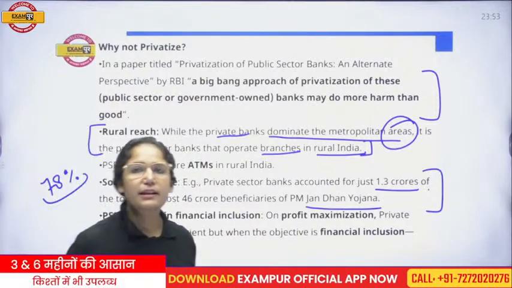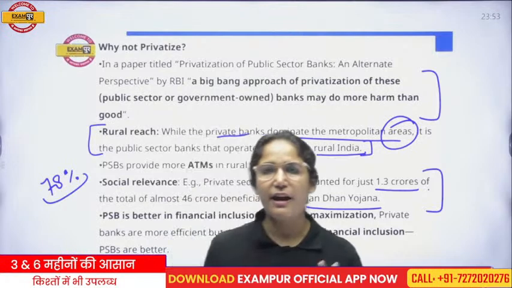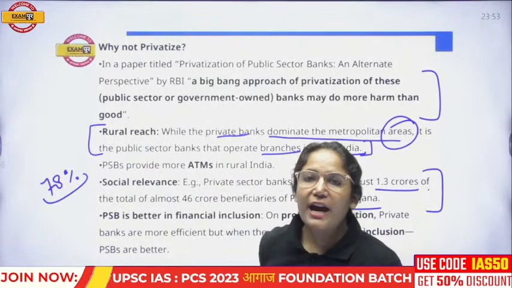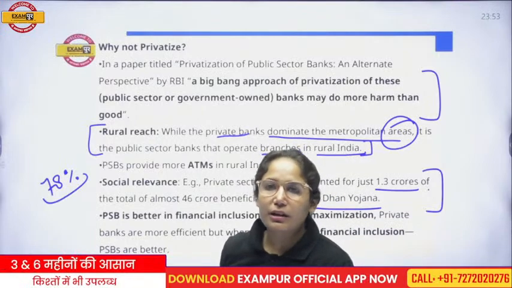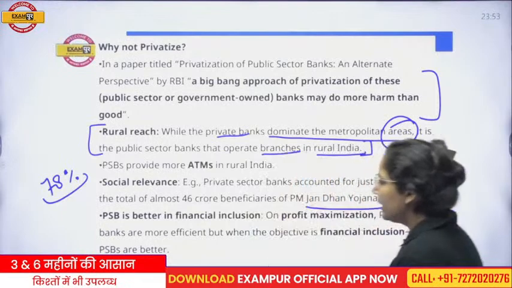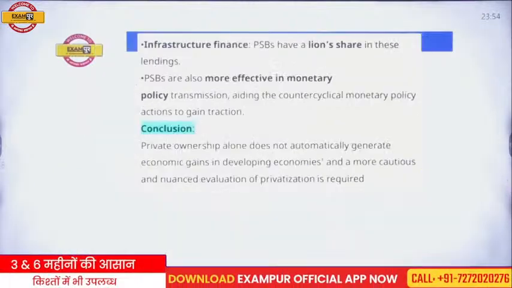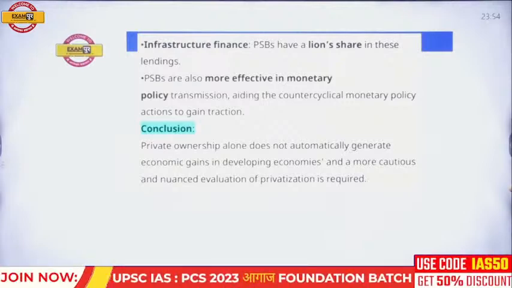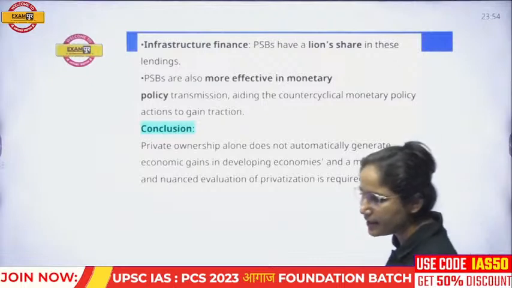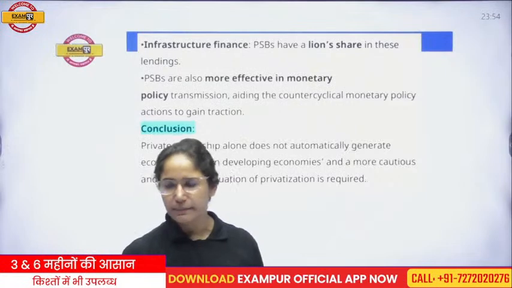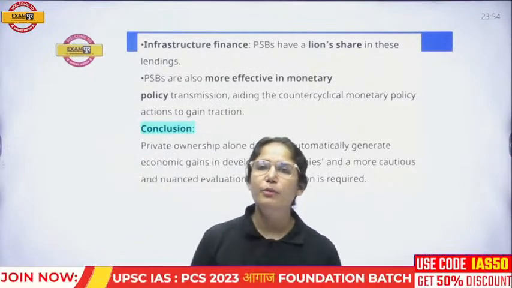Second, the priority sector can be prioritized only when the public sector is in the corner. But what if we put the public sector totally on the sides? Next, PSBs are greater or better in financial inclusion. In infrastructure finance, PSBs have the lion's share in lending, and they are more effective in monetary policy transmission, whatever kind of effects we are trying to make on the economy. The public sector plays a crucial, effective role in monetary transmission.